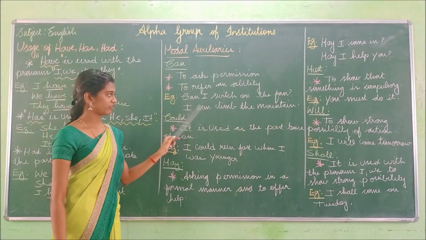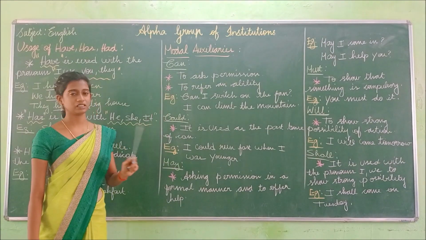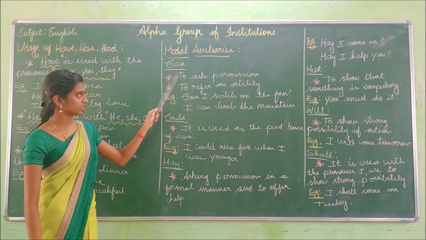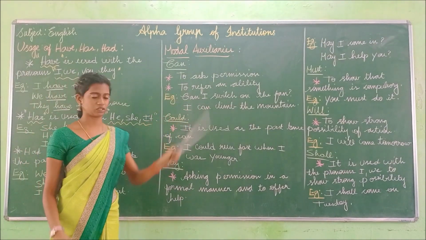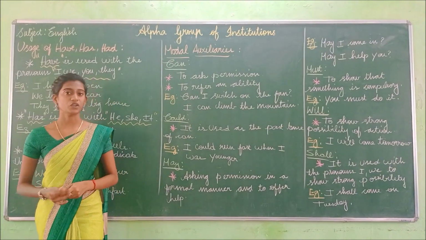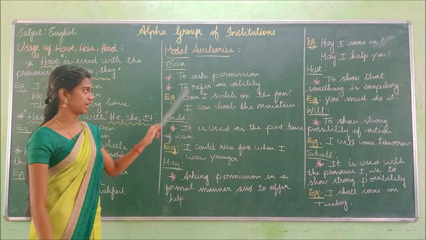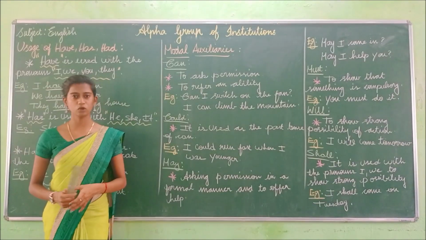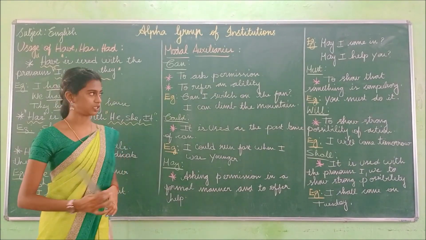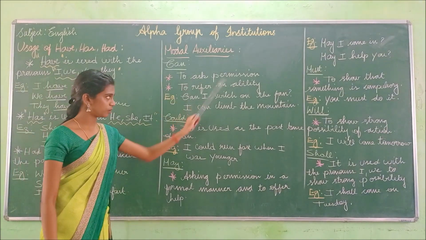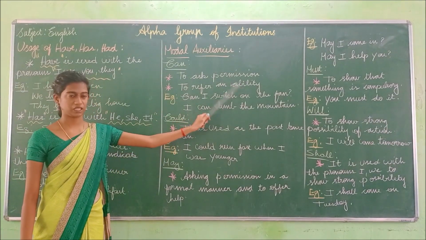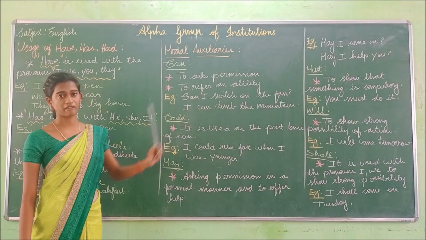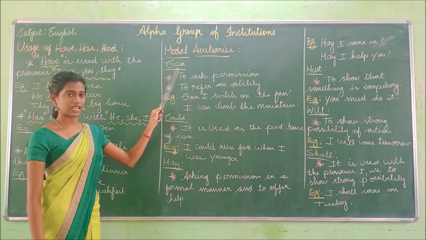I have given two examples. This can should be used only for these two cases. If you are going to ask permission, you have to use the verb can. Likewise, to refer to an ability. Ability means the things that you are able to do. So for these two cases, you have to use the modal auxiliary can.